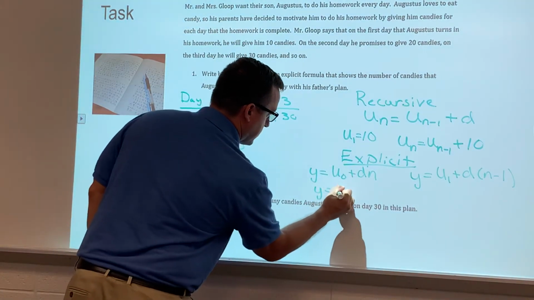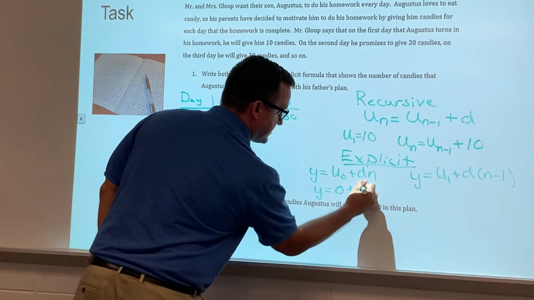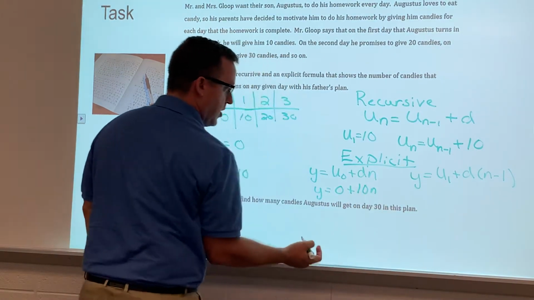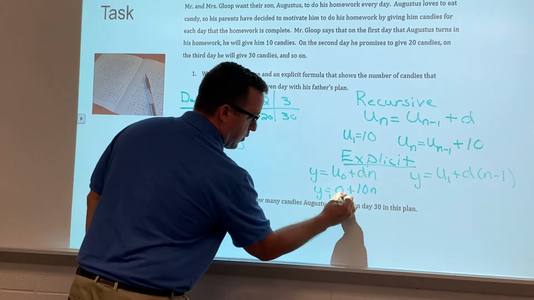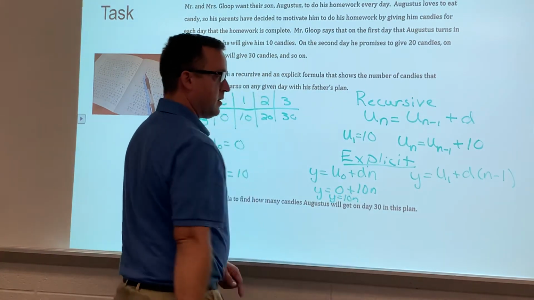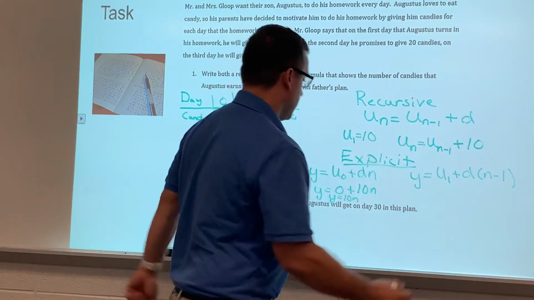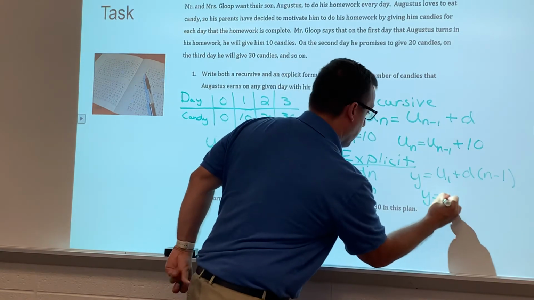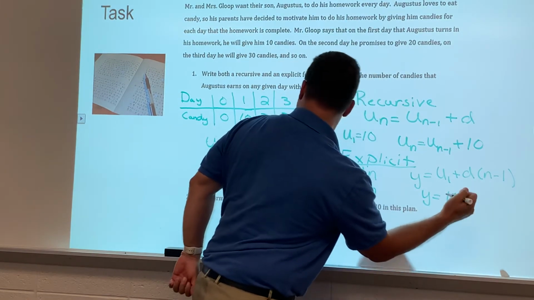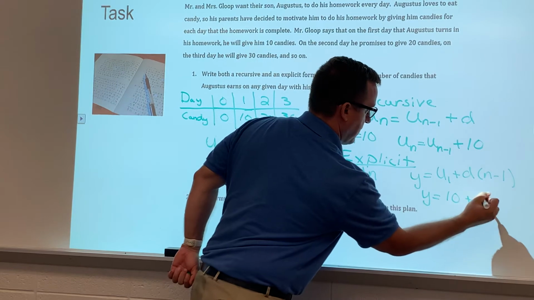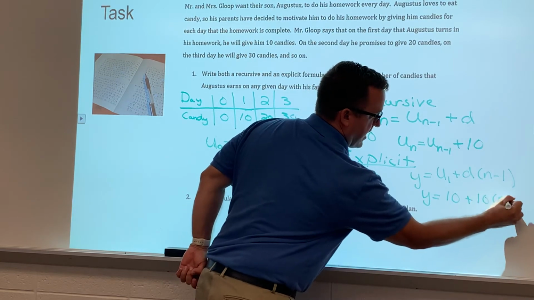So y is equal to 0 plus d, which is 10, so 10n. Or you could simplify that to just say y equals 10n. If you started with the first term, you could say y equals 10 plus 10 times n minus 1.